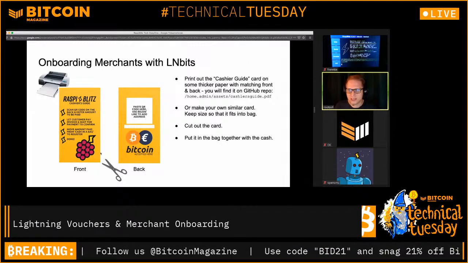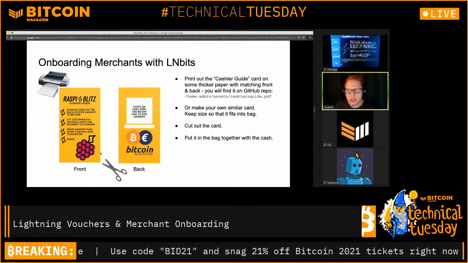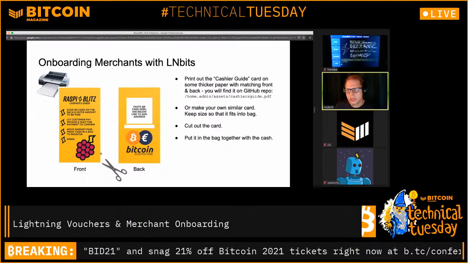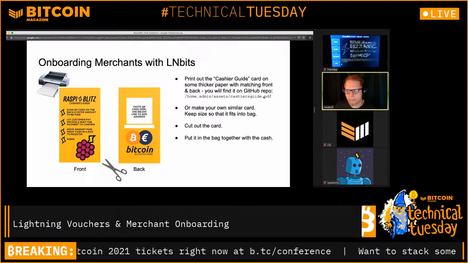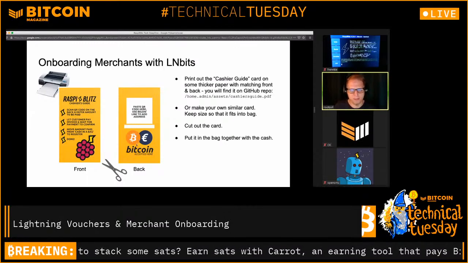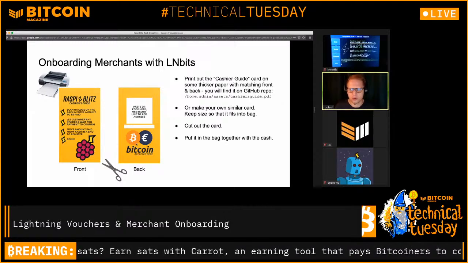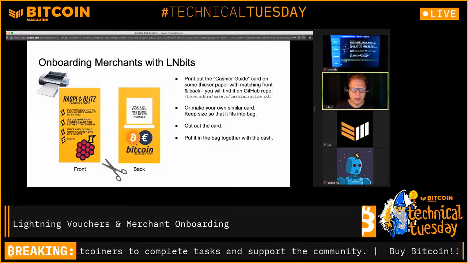So first, let's get started. Let's build this up. What we need is this cashier's guide card. You can print it out yourself. We have at the moment one PDF you can find on the GitHub in the directory home.admin assets, and there's the cashier guide PDF, and it has a front and a back, and you print it out, of course, on a little sticker paper, so that it has front and back printing, and then you cut it out and you put it into the bag.